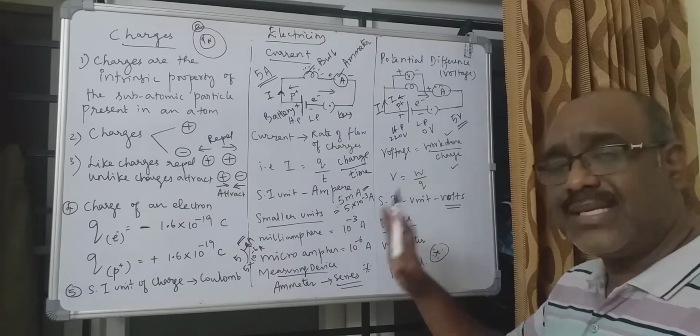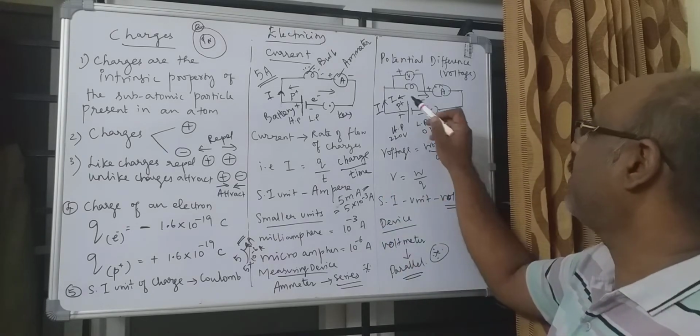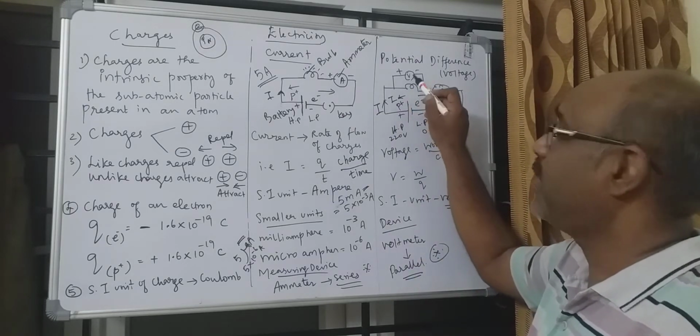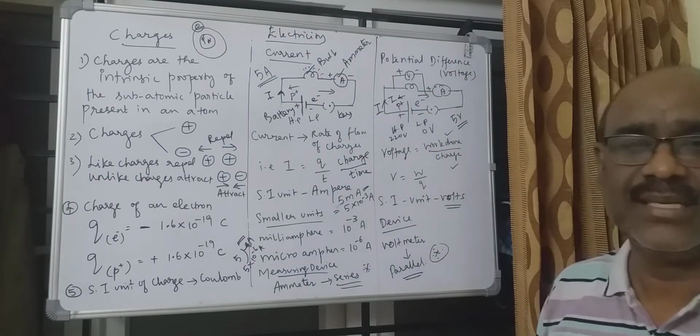And here is how to connect the devices in the circuit. The ammeter is connected in series to measure the current, whereas the voltmeter is connected in parallel to measure the voltage.